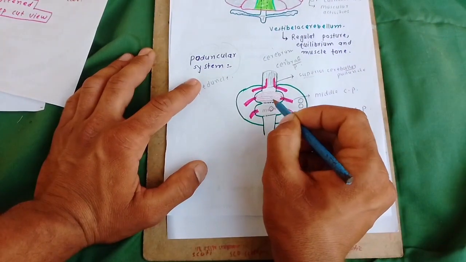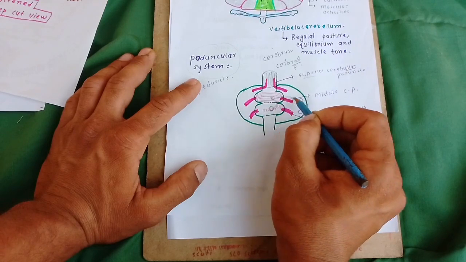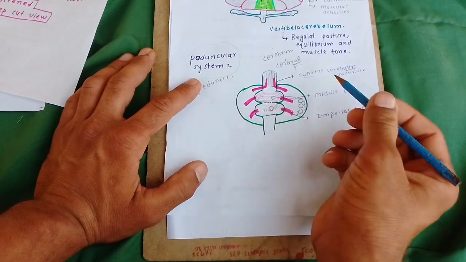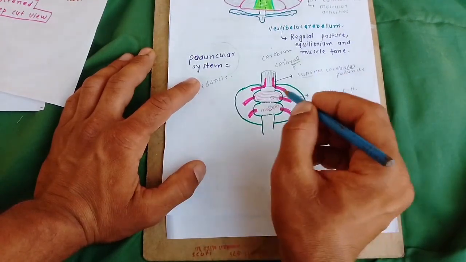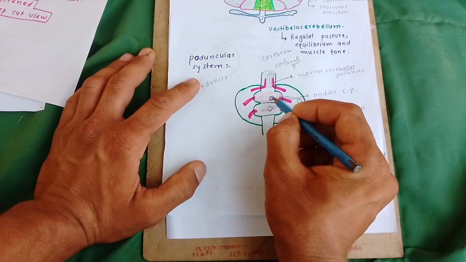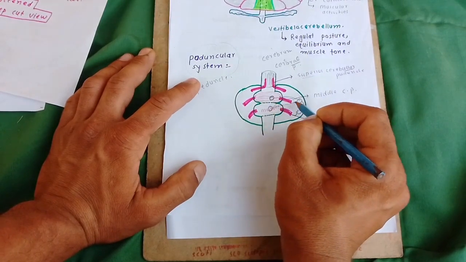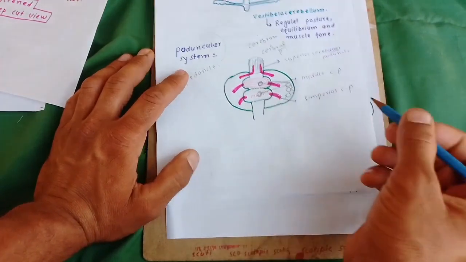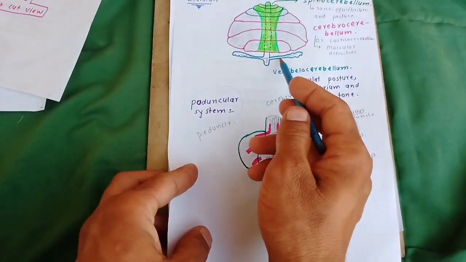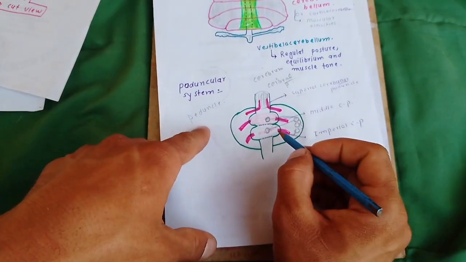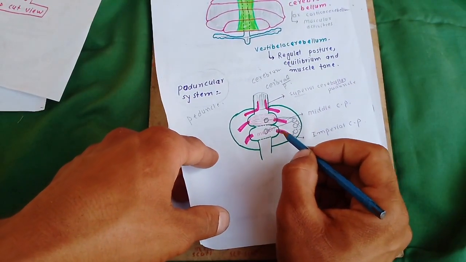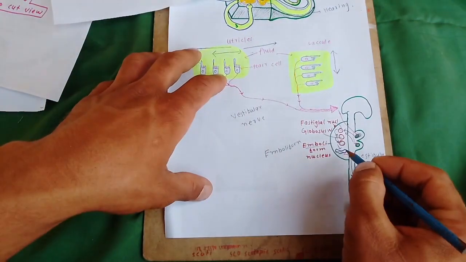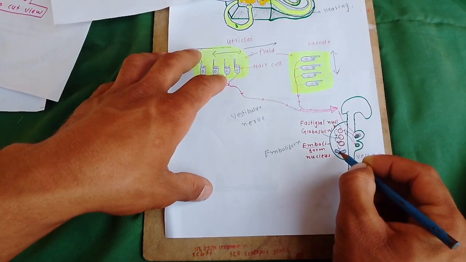Suppose this is the medulla. These are the structures which carry the message to these nuclei, and then these nuclei give the message to this one area, with the help of the anterior cerebellar peduncle.